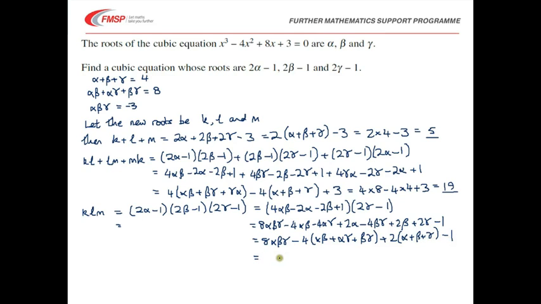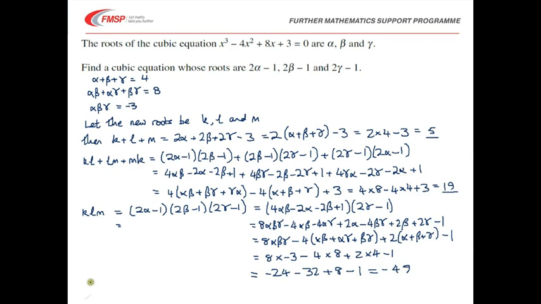Okay, alpha beta gamma was minus 3, so that's 8 times minus 3, minus 4 lots of 8, plus 2 lots of 4, minus 1. That's minus 24, minus 32, plus 8, minus 1. So that comes out to be minus 49.